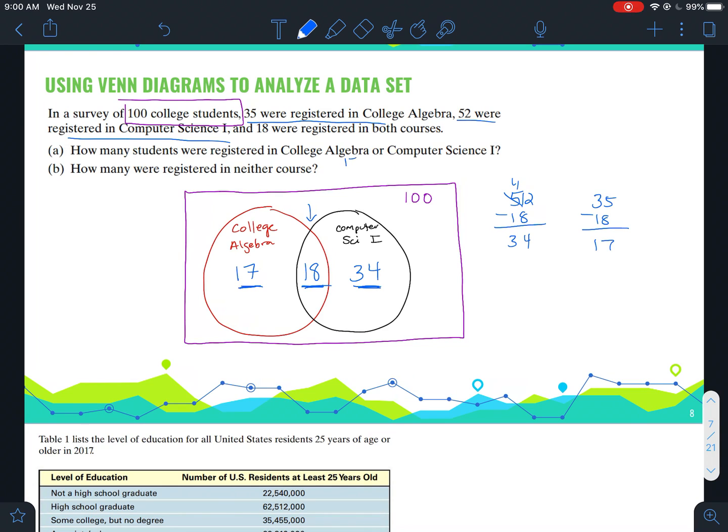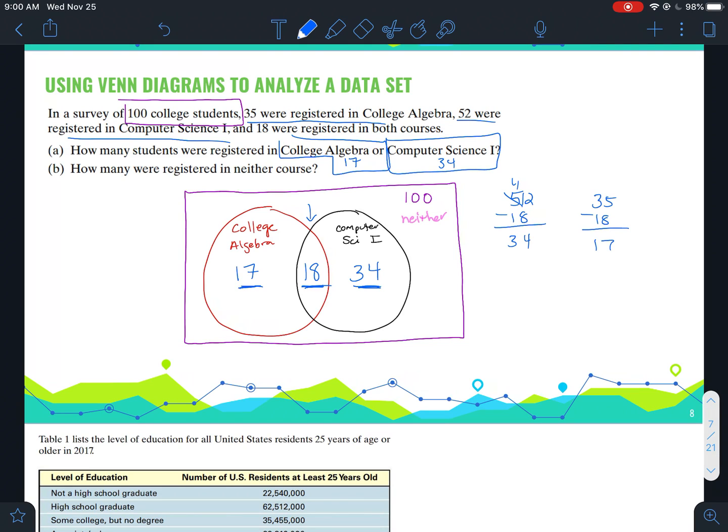All right, so how many students were registered in college algebra or computer science? Well, we've already answered that. There's 17 just in college algebra, and then there's 34 just in computer science. How many were registered in neither course? Well, neither course would be on the outside of both circles. So neither would be represented on the outside.